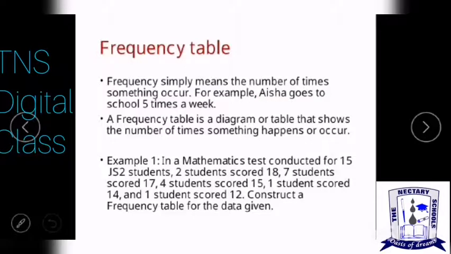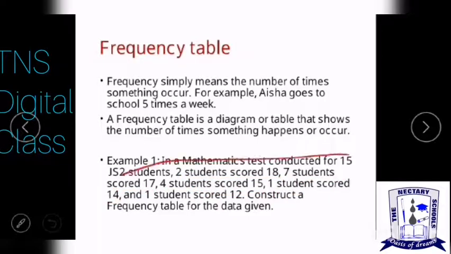In a mathematics test conducted for 15 JS2 students, 2 students scored 18, 7 students scored 17, 4 students scored 15, 1 student scored 14, and 1 student scored 12. Now the question is to construct a frequency table for the data given.